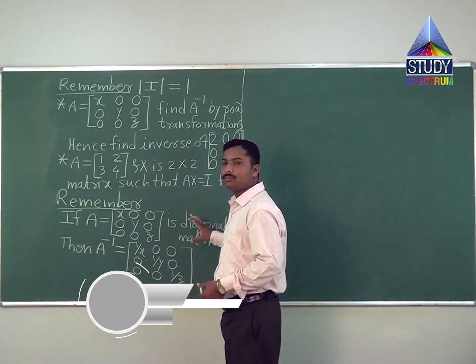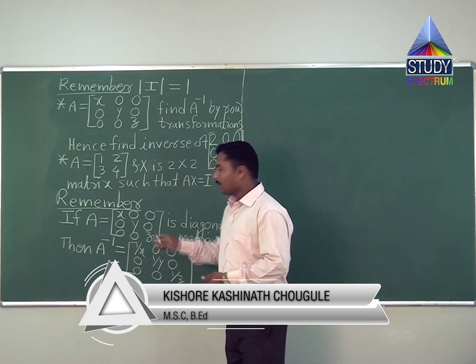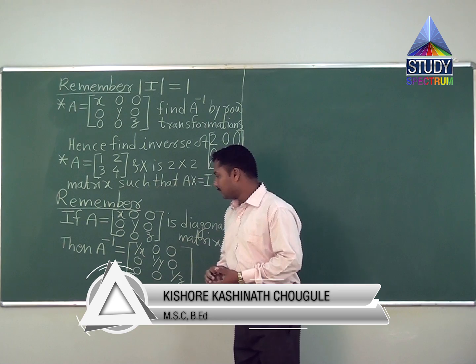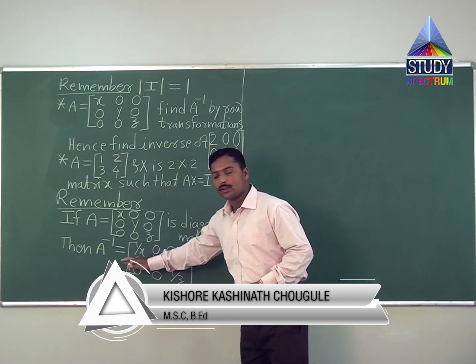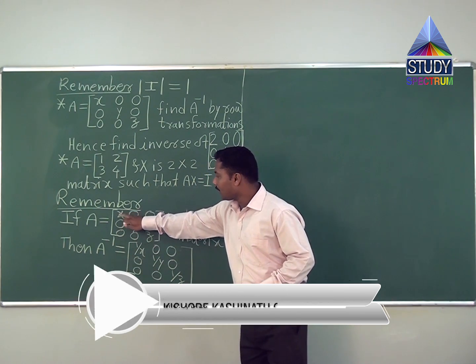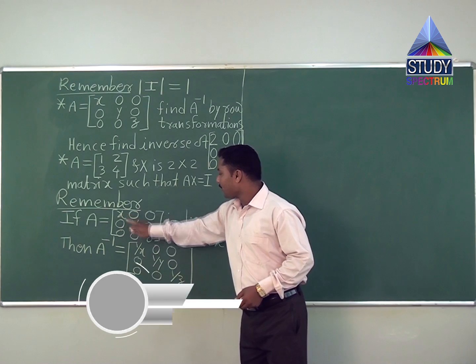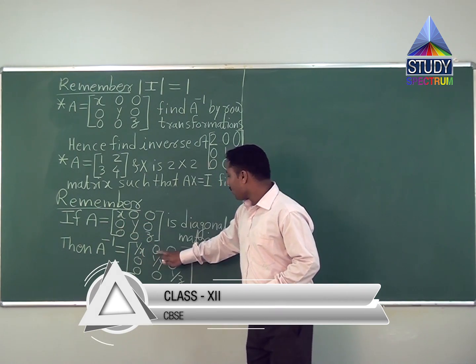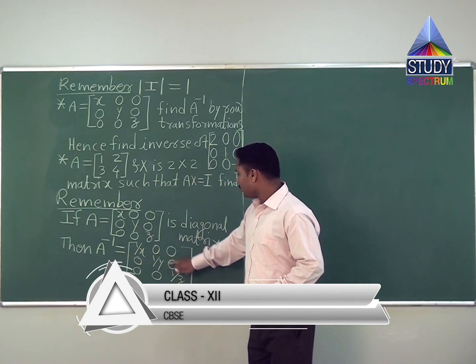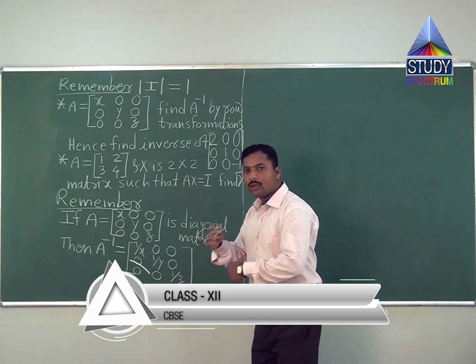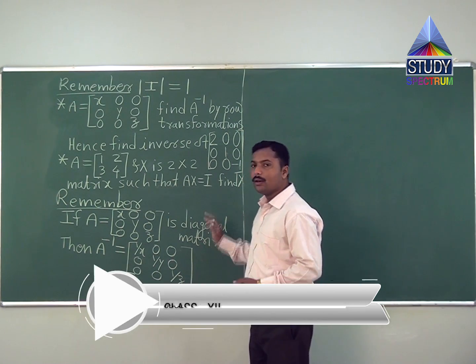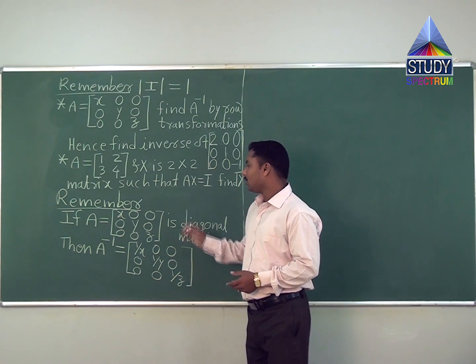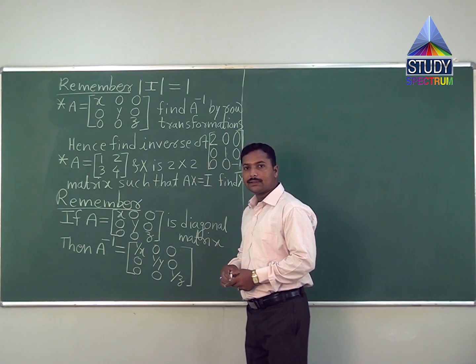For entrance exams, remember: if A is a diagonal matrix, then A inverse is obtained by taking, instead of x, 1 upon x, instead of y, 1 upon y, instead of z, 1 upon z. Means just reverse the numbers, and you get the inverse of a diagonal matrix.